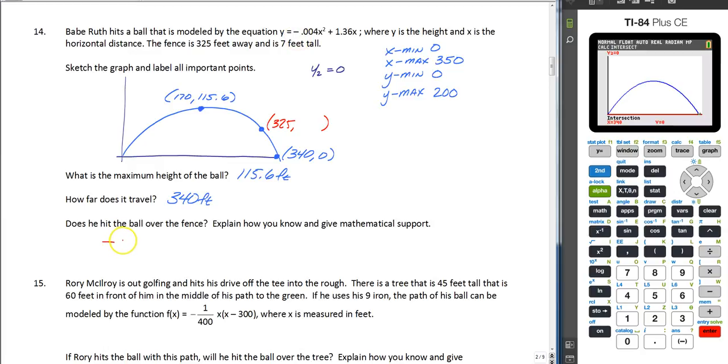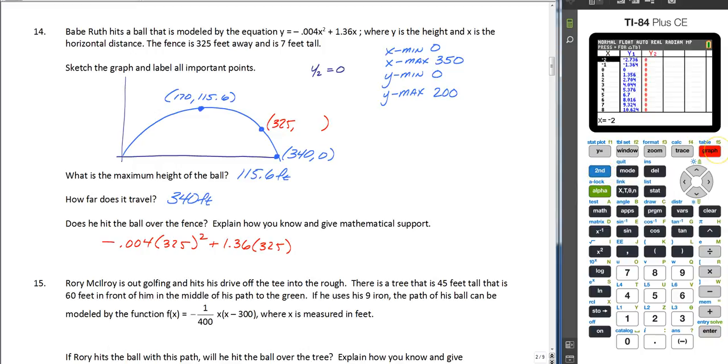So you can do negative 0.004 parentheses 325 squared plus 1.36 times 325. You can do that. Or you can go check it out on the table. So to do that, we press second table. And you could, if you want, click down 325 times. Or you can remember, just like we change our window, we can change our table. So if you click second window, that modifies the table.